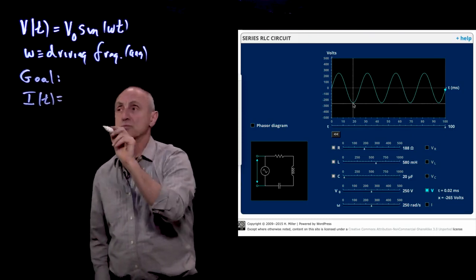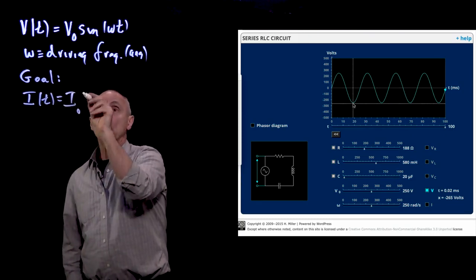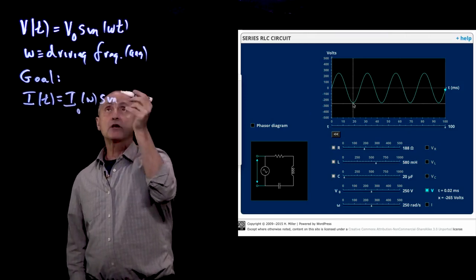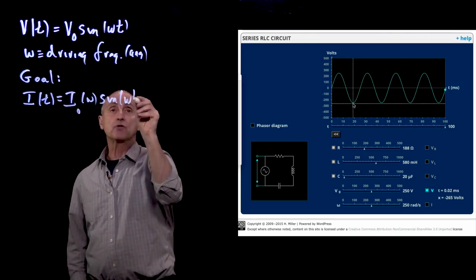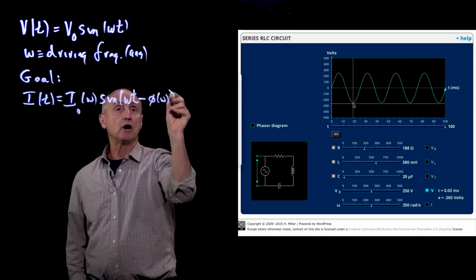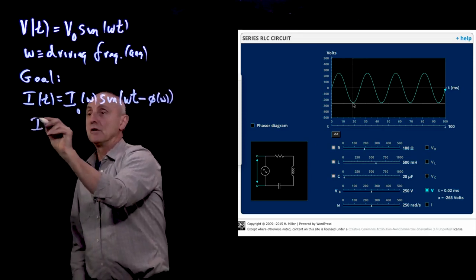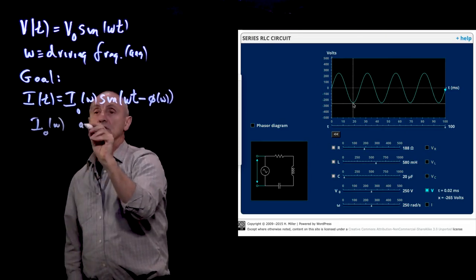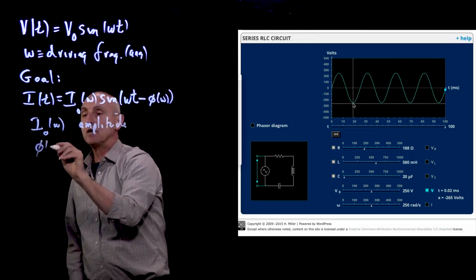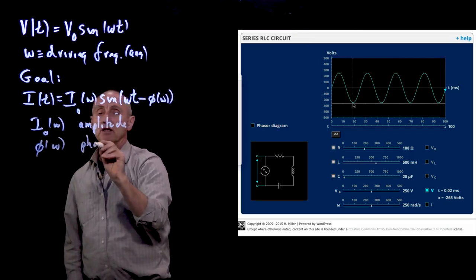Now, what we want to find in this circuit, our main goal, is to find the current response. And that current response will have an amplitude which will be a function of the driving frequency. Also, because it's being driven, it's the same sinusoidal function, but there's what we call a phase constant, which is also a function of the driving frequency. So I naught of omega is the amplitude, and phi of omega is what we call the phase constant.